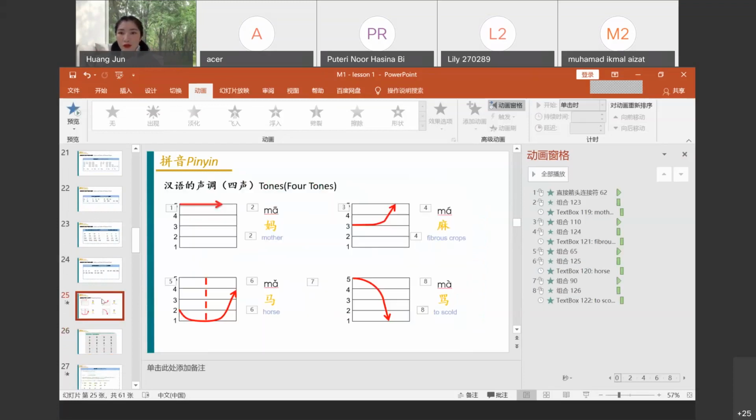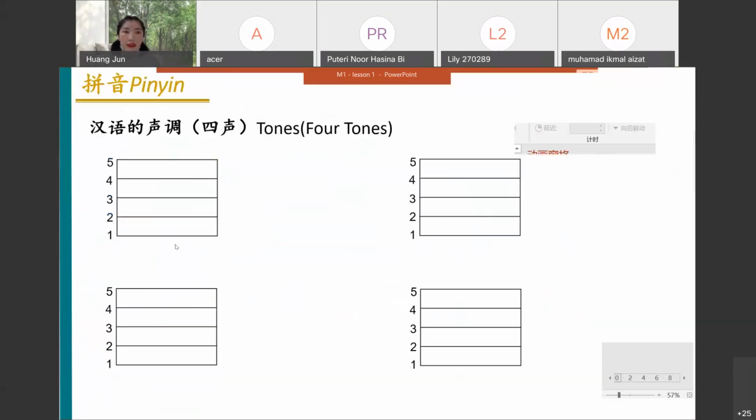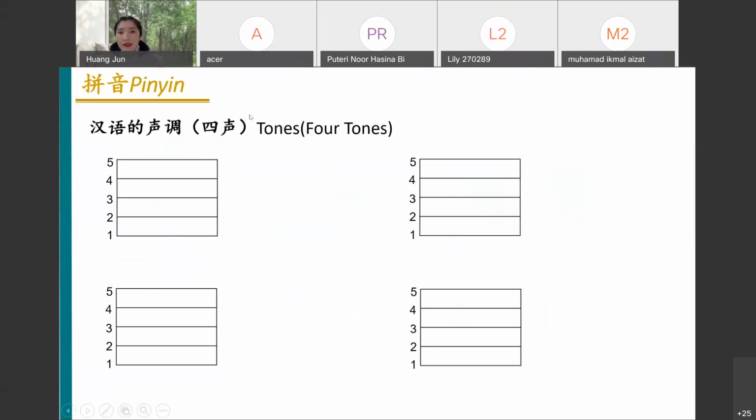Last time when we introduced syllables, I told you each syllable has an initial, a final, and a tone. So actually initial and final we have already finished introducing. Today we will start with the tone in Mandarin. Okay, so this we will learn today. In Mandarin, as you can see, we have 4 tones here.